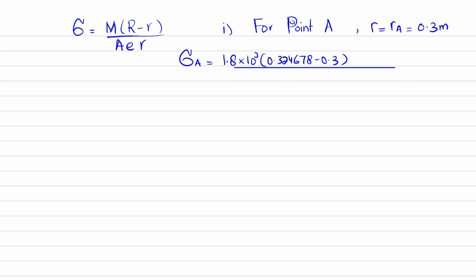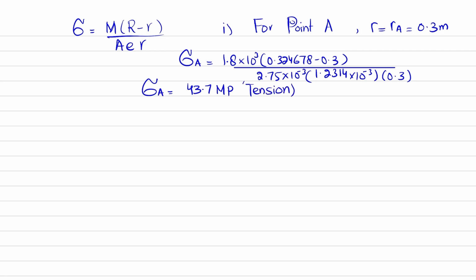So the area we calculated was 2.75 into 10 raised to power minus 3, multiplied by E, which is 1.2314 into 10 raised to power minus 3, and RA is 0.3. When you calculate it, you will get the bending stress at point A comes out to be 43.7 megapascal. So the value is plus. It means that point A is in tension. Okay, we will move towards the second part.